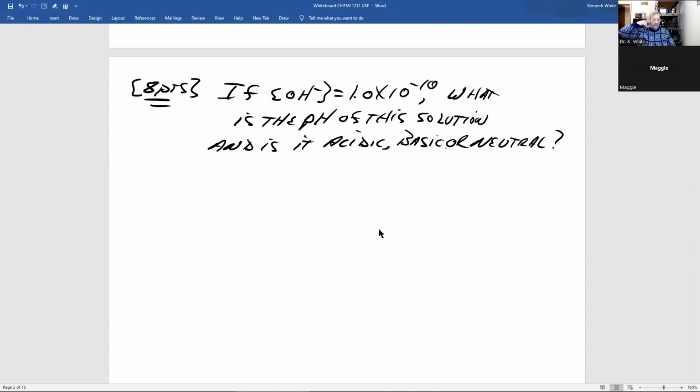So the question is, if the hydroxide ion concentration is 1.0 times 10 to the minus 10, what is the pH of the solution? And is it acidic, basic, or neutral? So what do we do? Well, what are we trying to find? pH. What are we given? Ooh, hydroxide ion concentration.